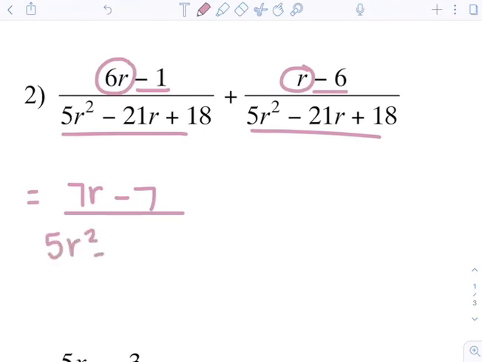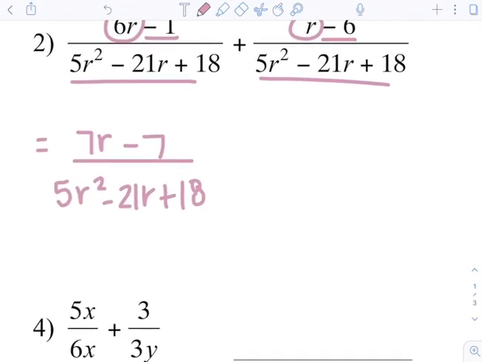5r squared minus 21r plus 18. Okay, notice that I didn't change the denominator. I mean, I didn't combine the denominator. It stayed exactly the same. But now I have to look to simplify. I could see that I could factor in the numerator. There's a GCF of 7. So I'm going to take the 7 out, and that becomes 7 times r minus 1.